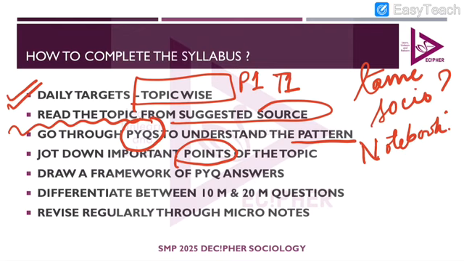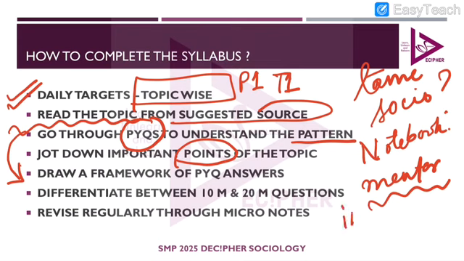After that, you will jot down the important points of that topic in your notebook, and after that, what will happen? You will write the pointers or answer frameworks of these PYQs. Since you are new to this subject, you may not be aware of the basics of answer writing, but worry not. Your mentor will help you understand the basics. What will you write in the introduction, in the body, in the conclusion?